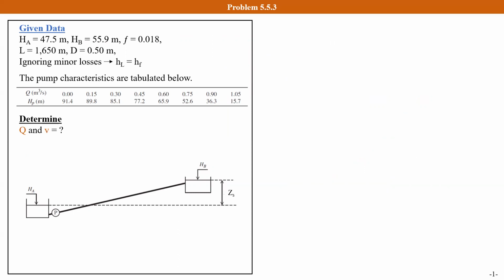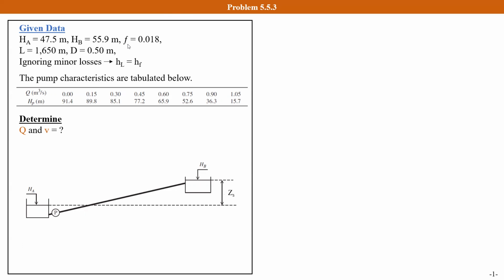Let's take a look at the first problem. A pump delivers water from reservoir A to reservoir B. We know the water surface elevation in reservoir A is equal to 47.5 meters, and the water surface elevation in reservoir B is equal to 55.9 meters.